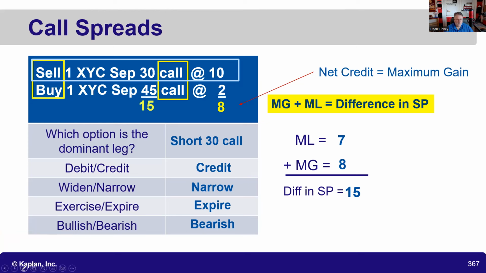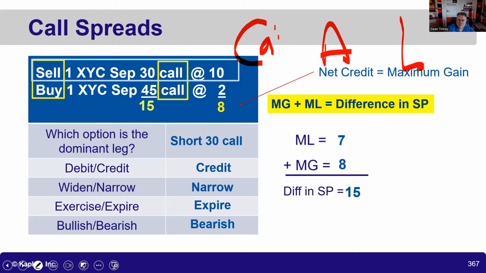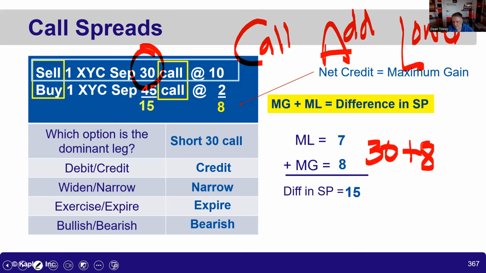Now, I also asked you to do break even, and we do have a mnemonic device, a memory aid, for doing break evens in spreads, and that's CAL. That stands for call, add to the lower. So to get the break even, we're going to take the lower strike, which in this case is 30. We're going to add the net premium, which is 8, and we're going to get our break even of 38. And we know that it's bearish, so we want it below 38.